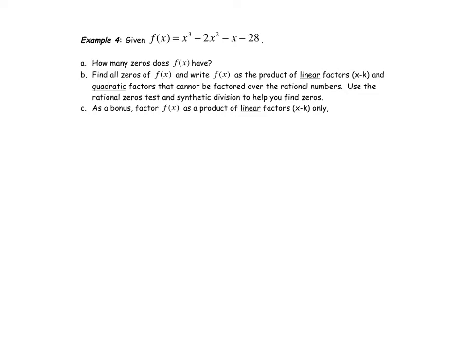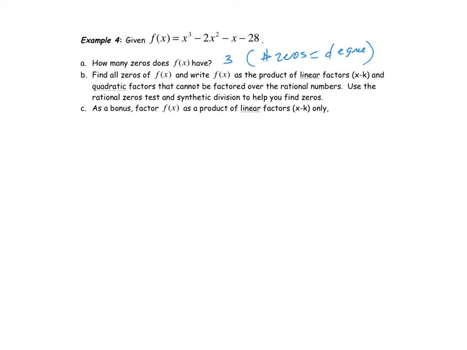So the first question is, how many zeros does f of x have? So it has 3 because the number of zeros is equal to the degree of the polynomial. And remember, those aren't distinct zeros. Those are zeros counted, repeated zeros. Counting repeated zeros the number of times they occur.